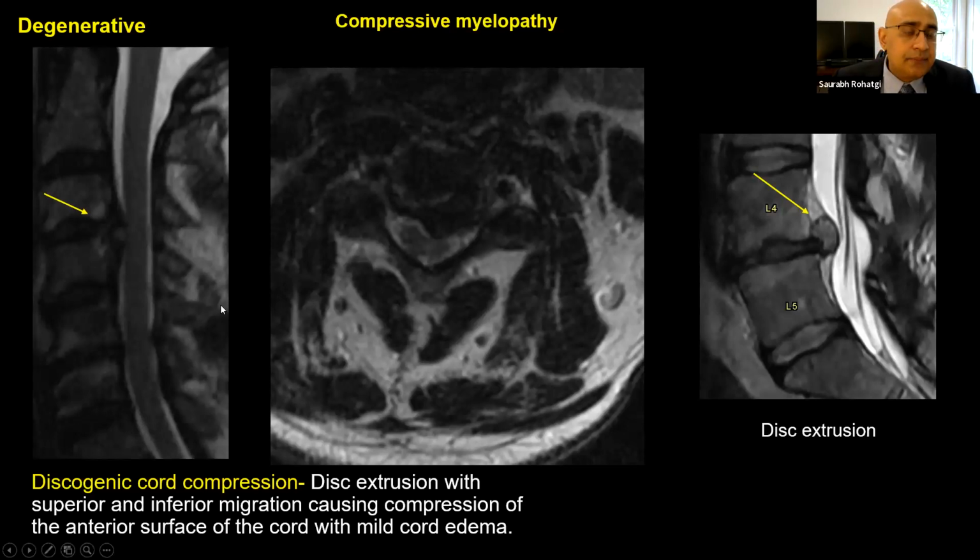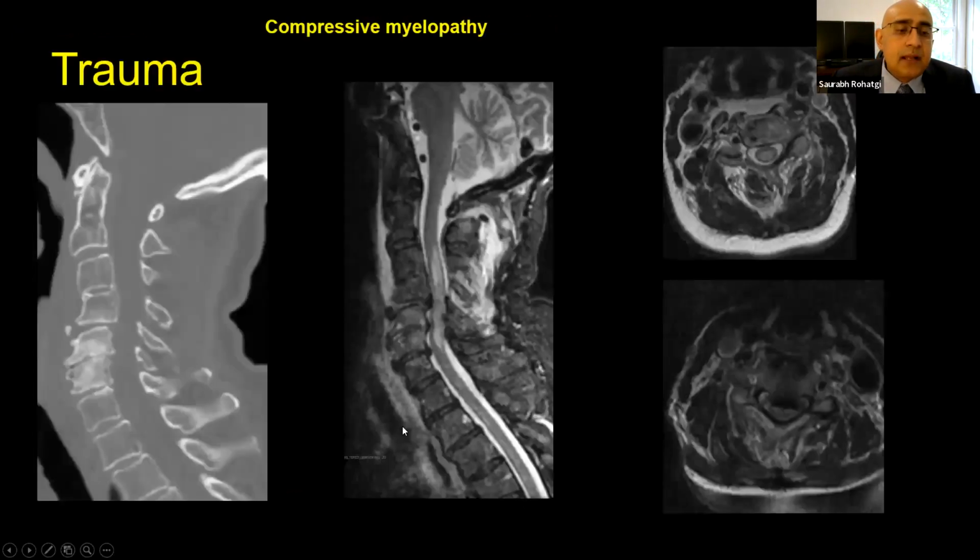This is an MRI of the cervical spine showing a disc extrusion with superior and inferior migration, causing indentation on the thecal sac and spinal cord. This is lower down at the L4, L5 level, where there is an extruded disc which is compressing the cauda equina nerve roots. The next bucket of extrinsic cord compression is trauma.